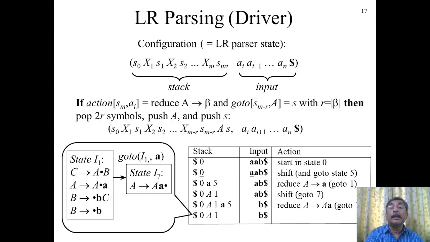You see, it is written that if you are reducing using A producing beta dot, and the cardinality of beta is the number of symbols, then pop 2 times that many symbols. Remember, I always said, if the right hand side contains 3 symbols, pop 6. If the right hand side contains 2 symbols, pop 4. Again, do not count the dot inside the number of symbols in the right hand side. Dot just tells whether to shift or to reduce.